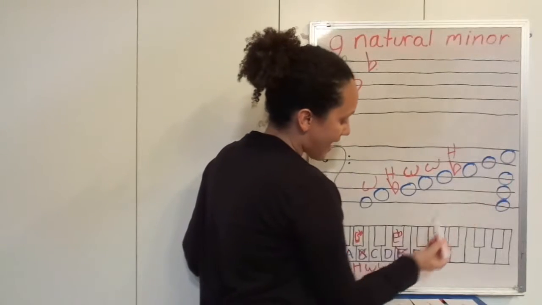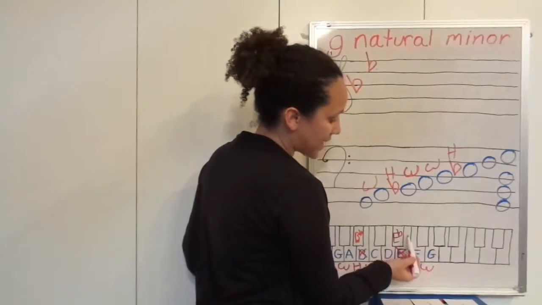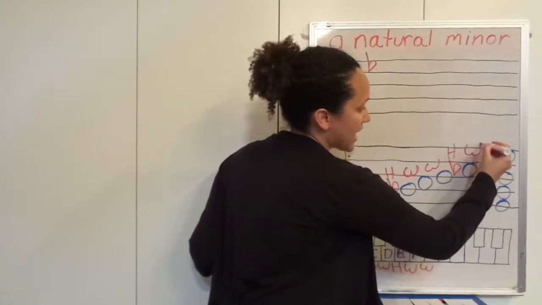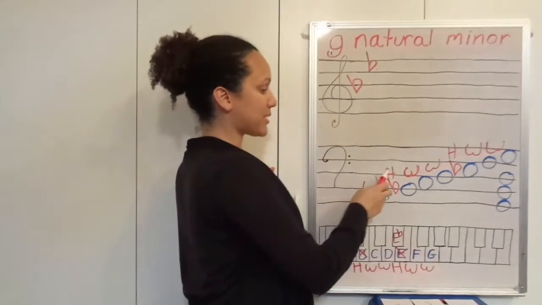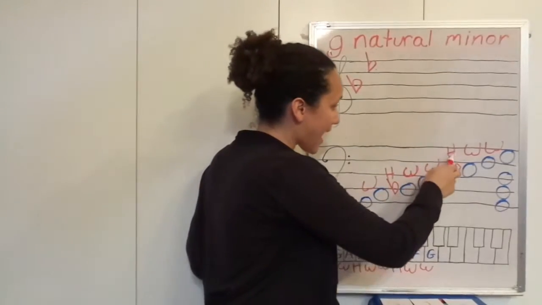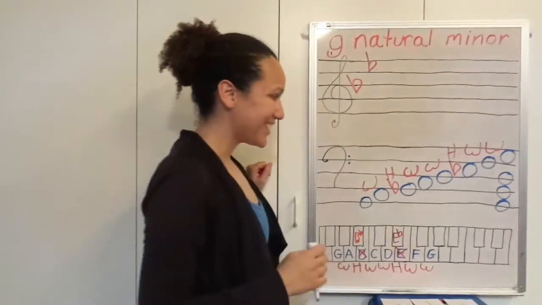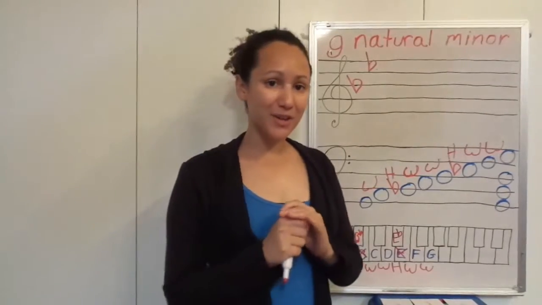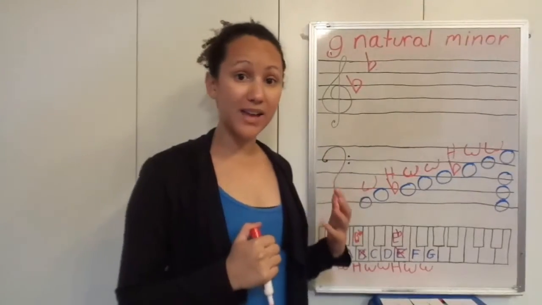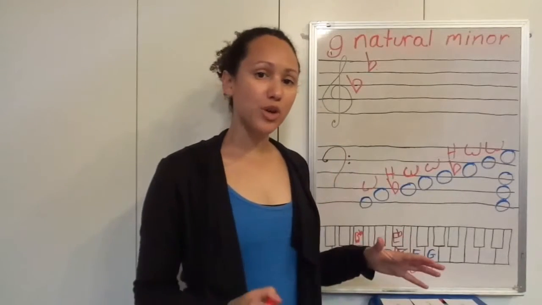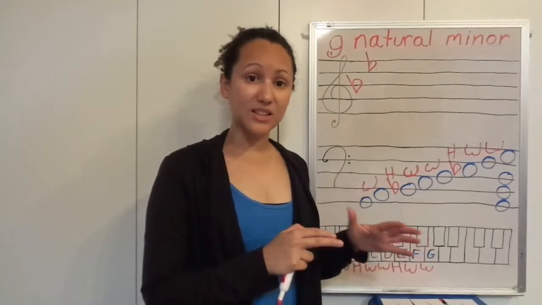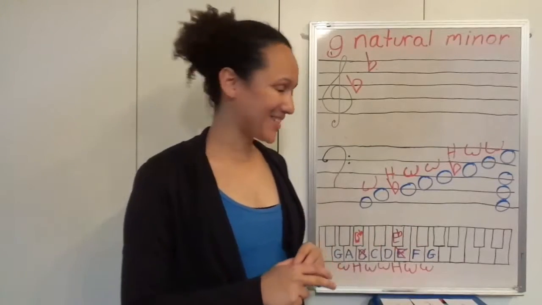E flat to F, there's our E flat to F, now is a whole step. And then finally F to G is a whole step. So we have that pattern, whole step, half step, whole step, half step, whole step, whole step. Always remember those patterns, both for the major and the minor, because that way, if you know the pattern, then you can figure out what the scale is based on any note, okay?